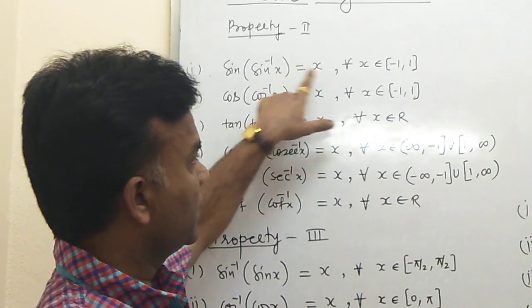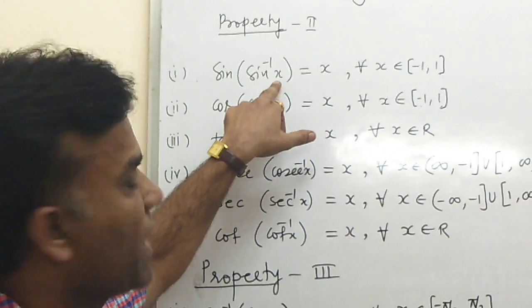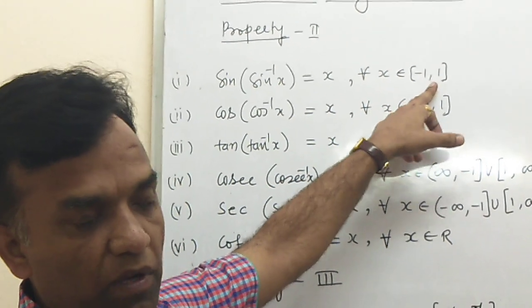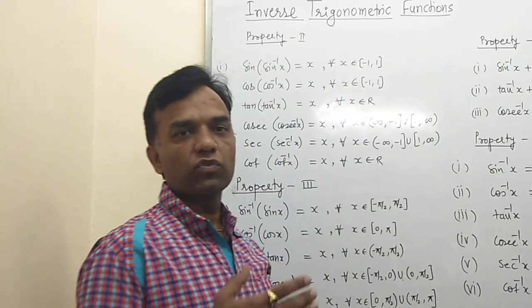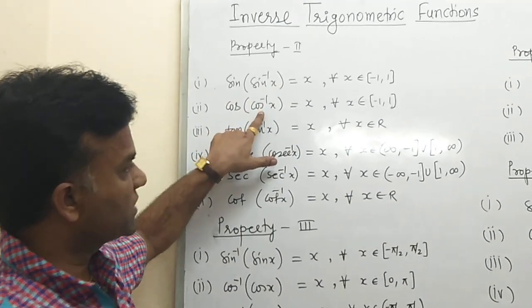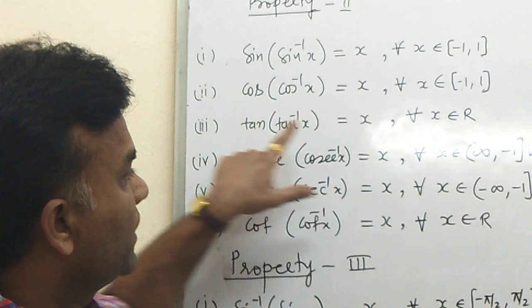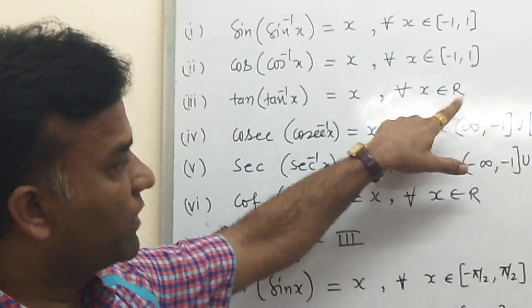Now here the domain is x belonging to -1 to +1, because we have the inverse trigonometrical function inside, and we know that the range for sine theta is -1 to 1. Similarly, cos of cos inverse x is x for all x belonging to -1 to 1. Tan of tan inverse x equals x for all x belonging to real numbers.